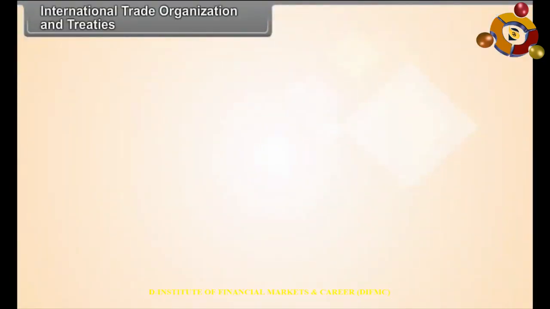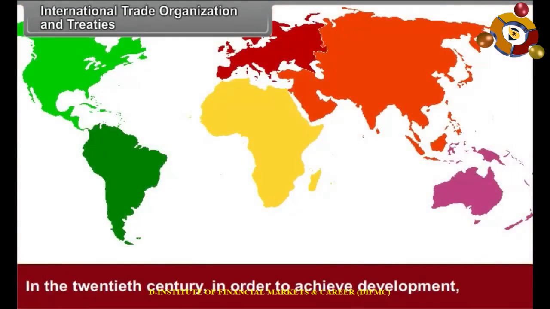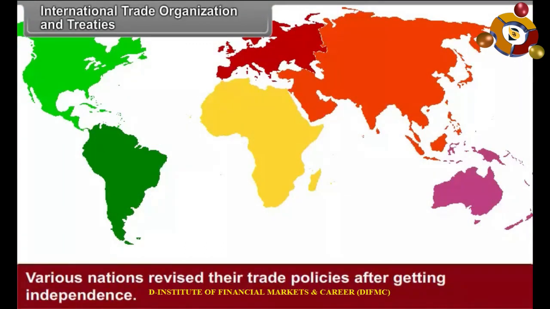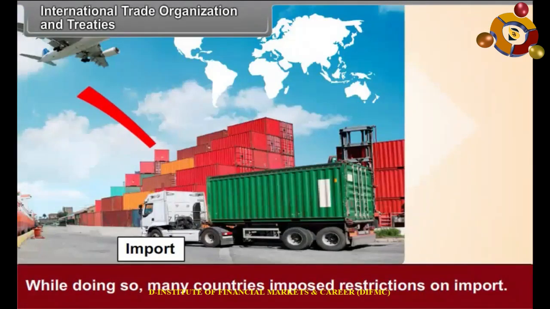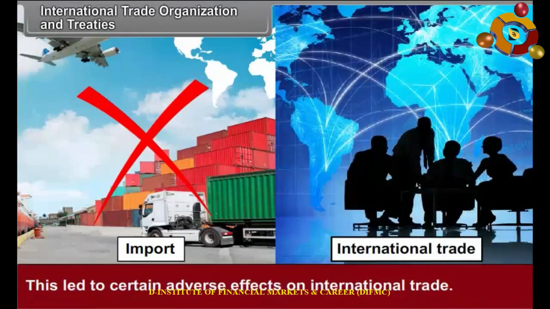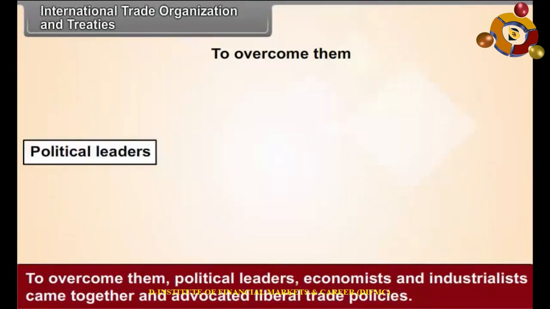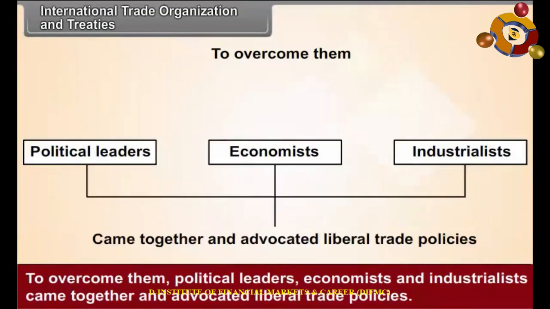International trade organizations and treaties. In the 20th century, in order to achieve development, various nations revised their trade policies after getting independence. While doing so, many countries imposed restrictions on import. These led to certain adverse effects on international trade. To overcome them, political leaders, economists and industrialists came together and advocated liberal trade policies.